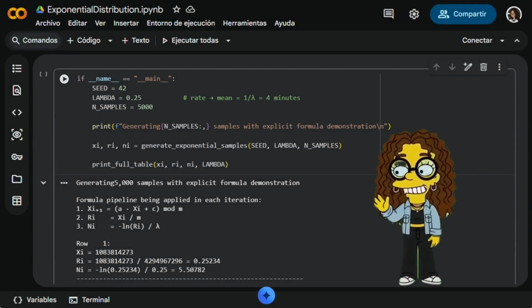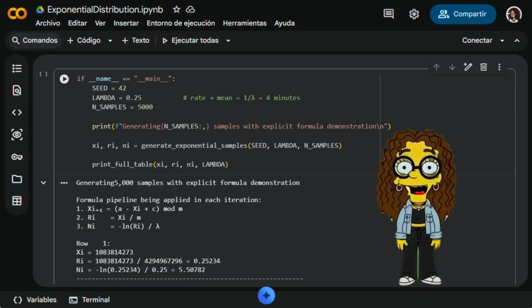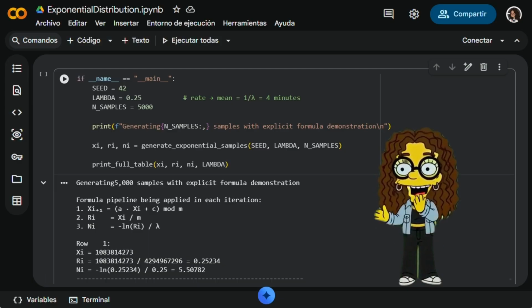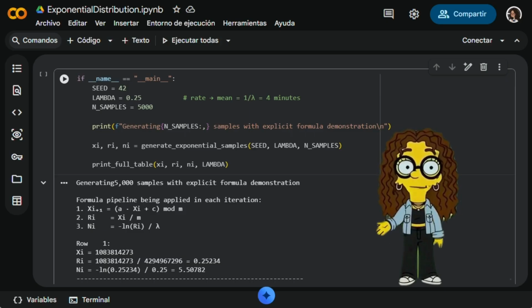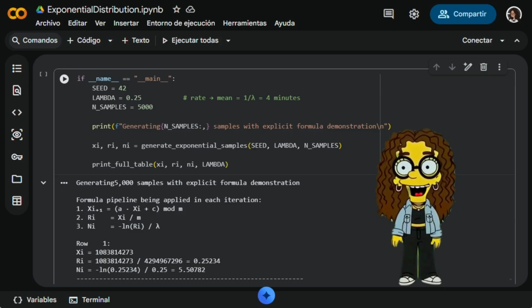The main block defines the universal constants of our experiment. Seed equals 42 sets the starting point for randomness. In a scientific documentary, reproducibility is key. With this seed, any researcher will obtain exactly the same 5,000 results.